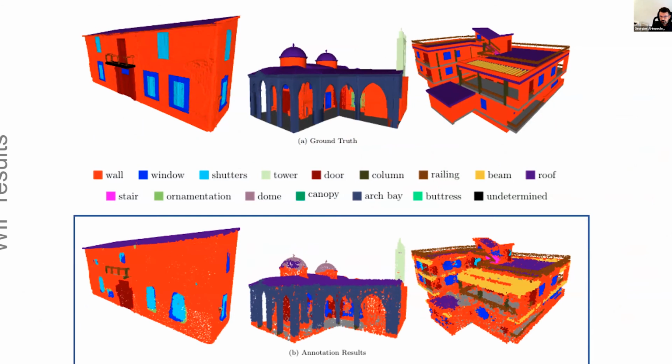And these are very promising results of this annotation process that you see at the bottom of your screen. The neural network has achieved to annotate accordingly the parts of the building.